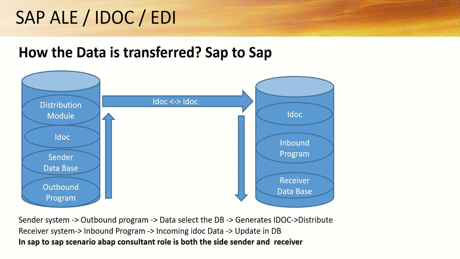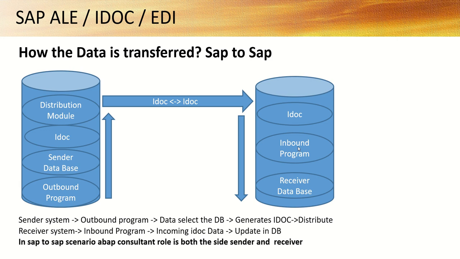That is the IDoc container. Data is stored in the IDoc, and the distribution model identifies where the data needs to be sent. Through the distribution model, the IDoc is distributed to the receiver system, and this side is the receiver one. In the receiver, when the IDocs are received, there is an inbound program, like in the sender we have the outbound program. On the receiver side, we call it the inbound program.